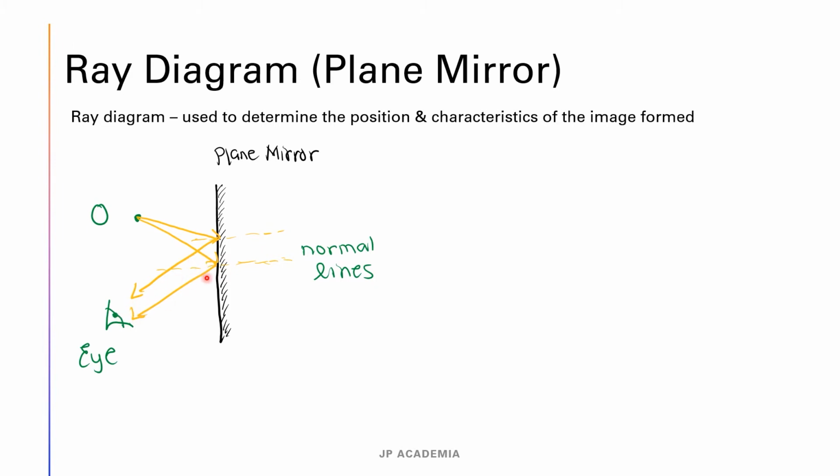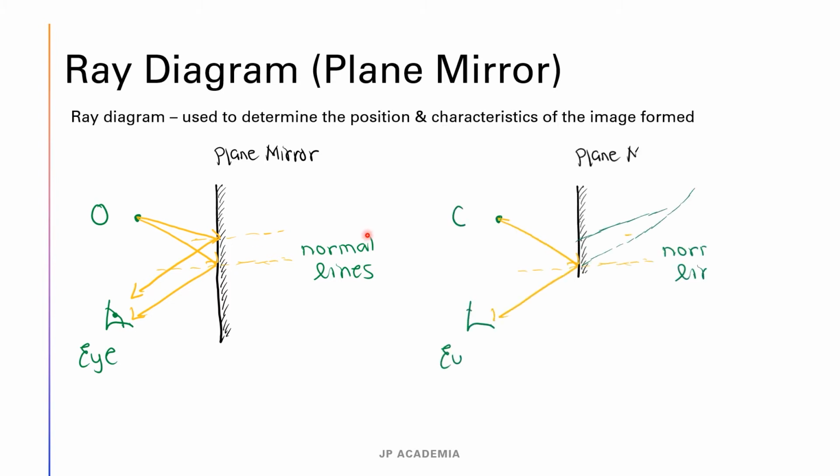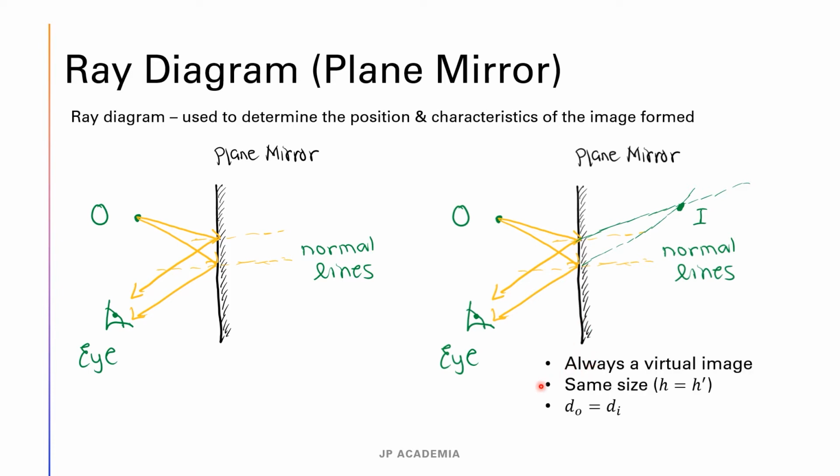Next step is to extend the rays of the reflection until they meet behind the mirror as shown here. So I have extended these reflected rays. Mark the point where the rays meet, and that is the image formed for this scenario. For a plane mirror, it is always a virtual image, the same size, and lastly, the object distance is equal to the image distance.